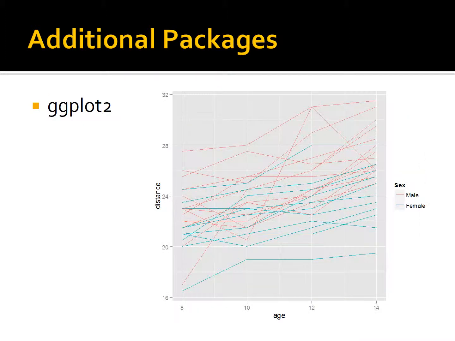And ggplot2 is another package that I will use for a spaghetti plot like this. So you see the trajectory of each individual person like this.